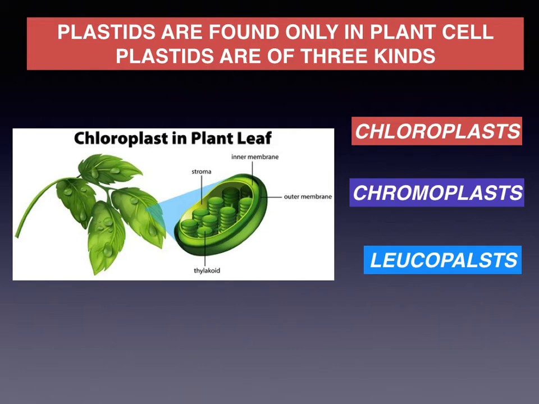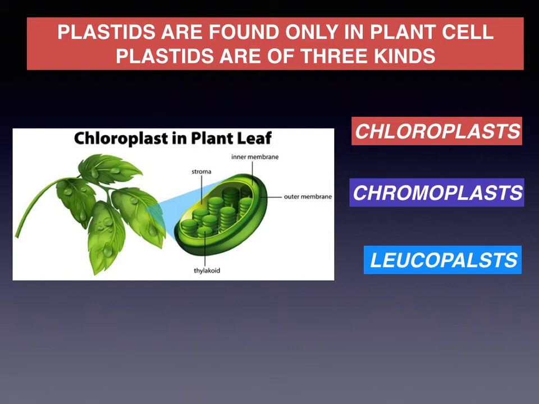Second thing, plastids are of three kinds. You have been hearing about chloroplast and chlorophyll in your junior classes, but in grade 9 you are going to learn that plastids are of three kinds. They are chloroplast, chromoplast, and leucoplast. So please do remember these three: chloroplast, chromoplast, and leucoplast.